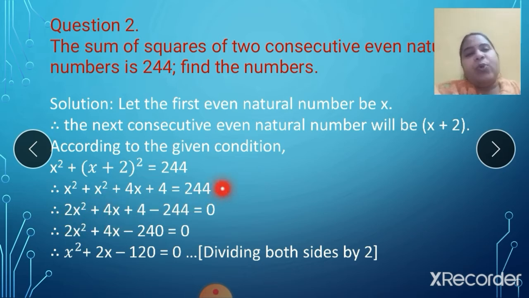Shift this 244 to this side, it will become minus 244. So plus 4 minus 244. Plus and minus, so you have to subtract. 244 minus 4 is 240. This is the greater number with a minus sign, so it is minus 240. Now you have got a quadratic equation.